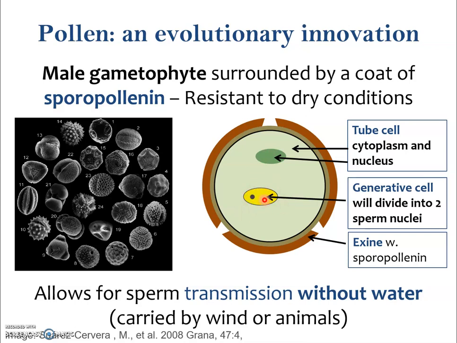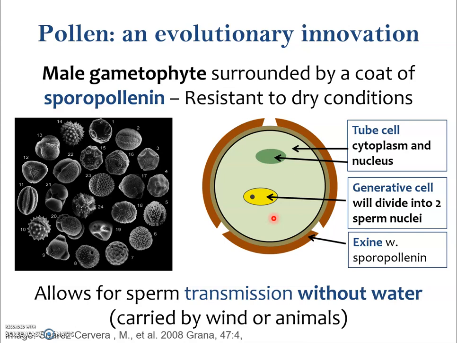So here, yellow is the cytoplasm of the generative cell, and that black dot there is supposed to be the nucleus. When the pollen grain is released, we just have these two cells. A little bit later on, and we'll talk about this next week, the generative cell divides into two sperm nuclei. So you can think about the pollen grain as a little transit package for the sperm.